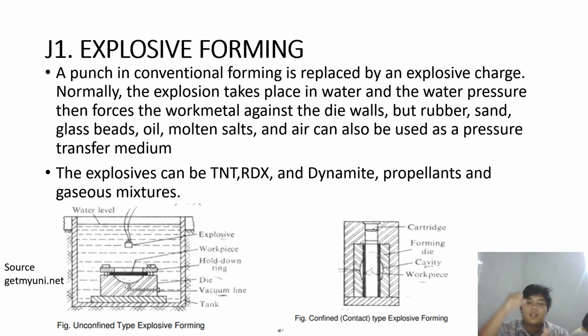So the water, after the explosion causing the waves, pushes the metal part into the die, as you can see here. So this is the explosion. The explosion causes the wave, so the metal is filled into this part. This part is filled like that. So that is the unconfined type of explosive forming. The difference is that unconfined means it has no confinement, and this one has a confine or cartridge. The explosive can be TNT, RDX, dynamite, propellants, and gaseous mixtures.